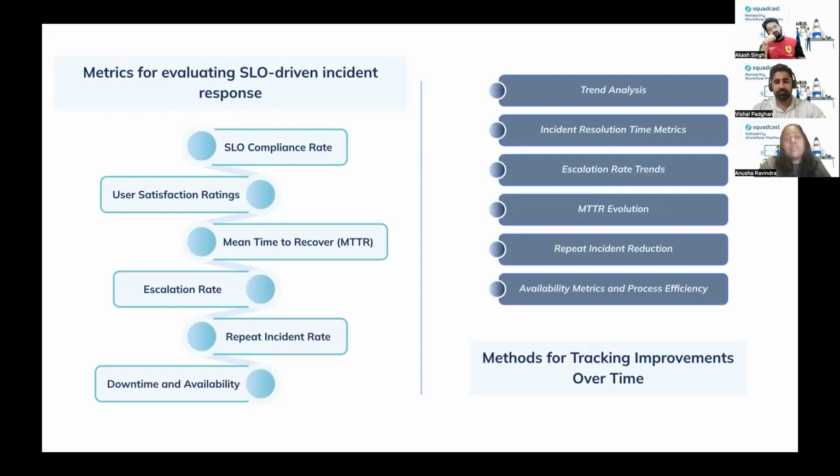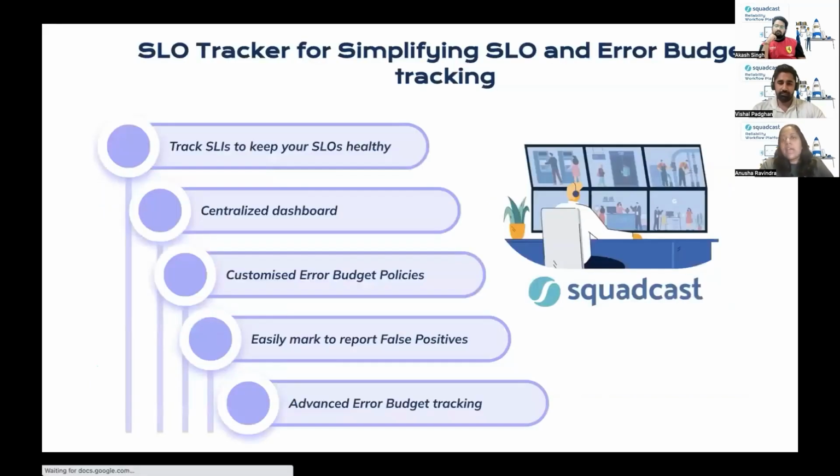Now, I hope at this point we all have a decent-ish understanding of SLOs, SLO-driven incident response, proactive incident management by using SLOs, and also measuring the success of these SLO-driven processes. With this, I would like to move on to the next section of this webinar, where I walk you through Squadcast's offering for tracking SLOs and error budget. This is called the SLO Tracker.